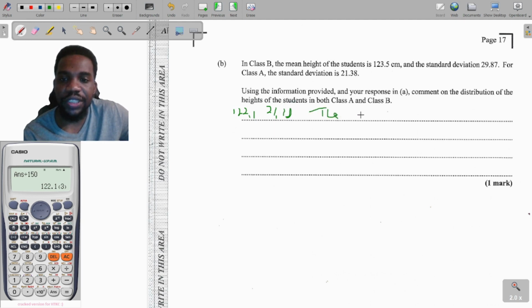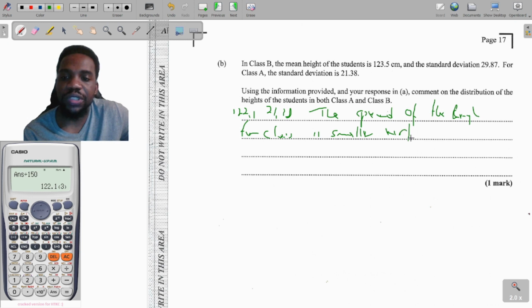So the spread of the heights for class A is smaller with respect to the mean, alright? With respect to the mean, as the standard deviation is smaller.